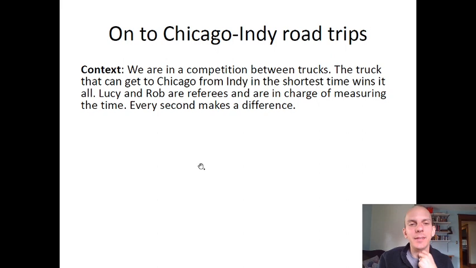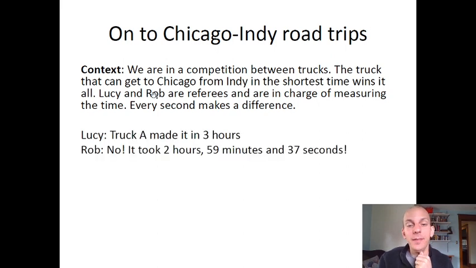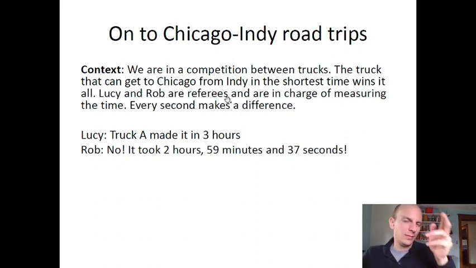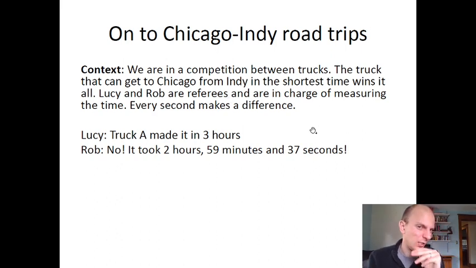Let's assign it to a new context, though. The same conversation happens, but this time the context is that we're in a competition between trucks, like a truck race, as it were. And whatever truck can get to Chicago from Indy in the shortest time will win it all. It's some big truck racing competition in which Lucy and Rob are referees, and they're in charge of timing these trucks. Now Lucy says, truck A made it in 3 hours. And Rob corrects her and says, no, truck A made it in 2 hours, 59 minutes, and 37 seconds. They're timing these trucks.